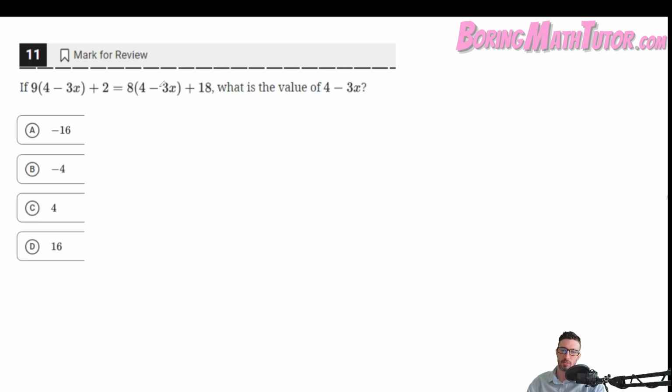Here we got 4 minus 3x, 4 minus 3x, and they asking us about 4 minus 3x. I put a u over that because I like to think about this as if it was just 9u plus 2 equals 8u plus 18, and now I'm solving for u. How am I doing that? I am subtracting 8u on both sides. That means I will now have u plus 2 equals 18. That means u equals 16.